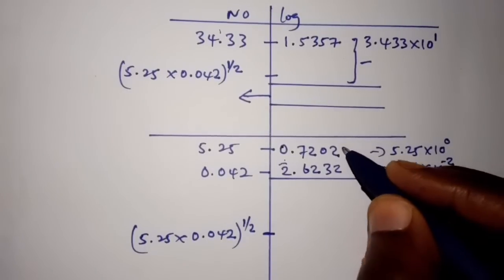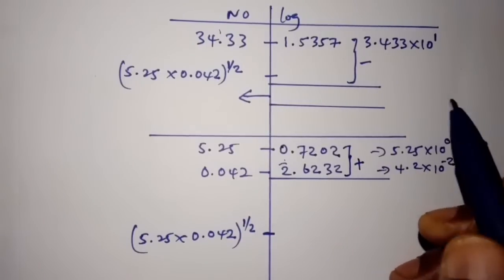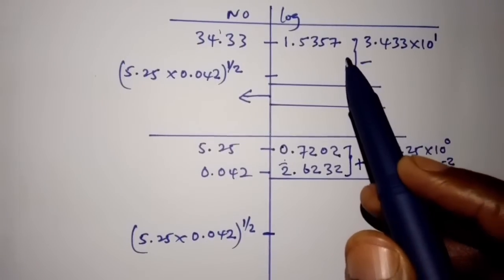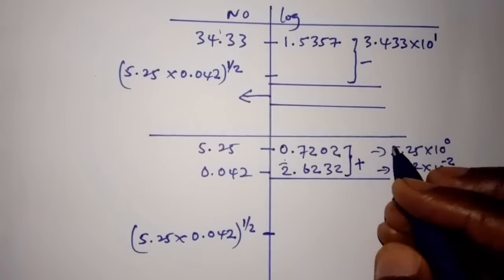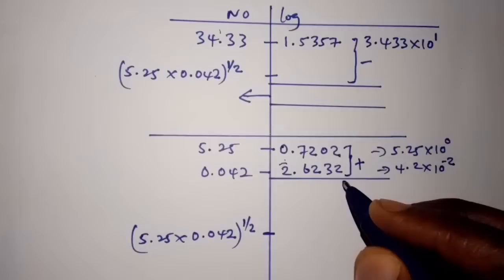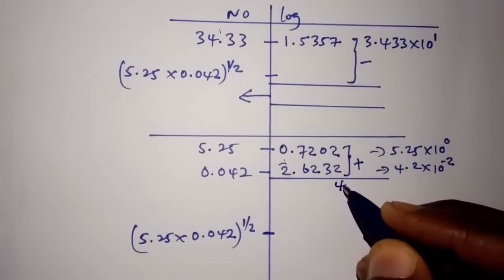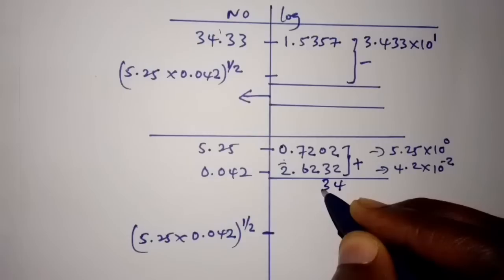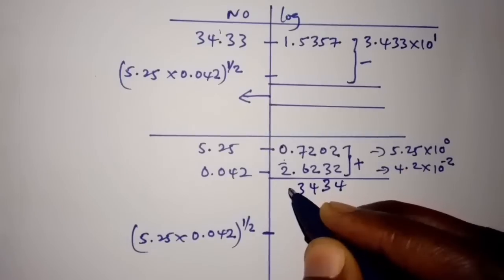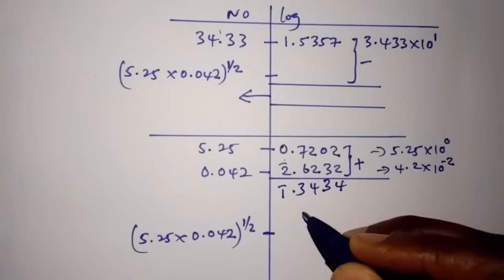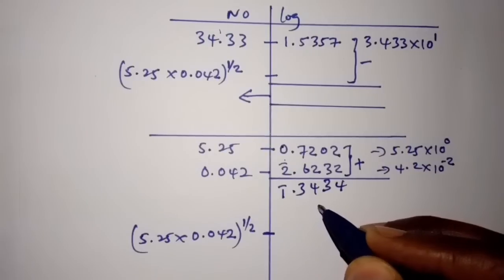Now we want to add, because we are dealing with 5.25 times 0.042 in the denominator. So when we add, we end up getting bar 1.3434.